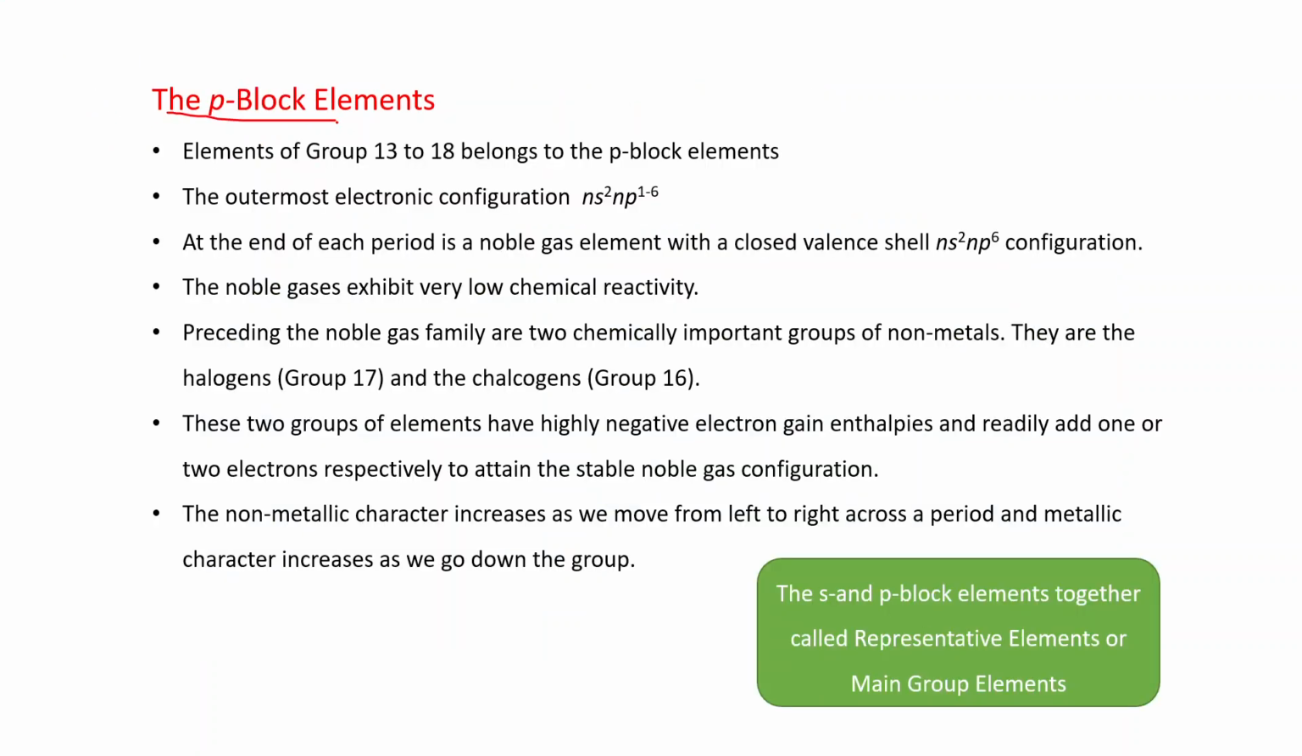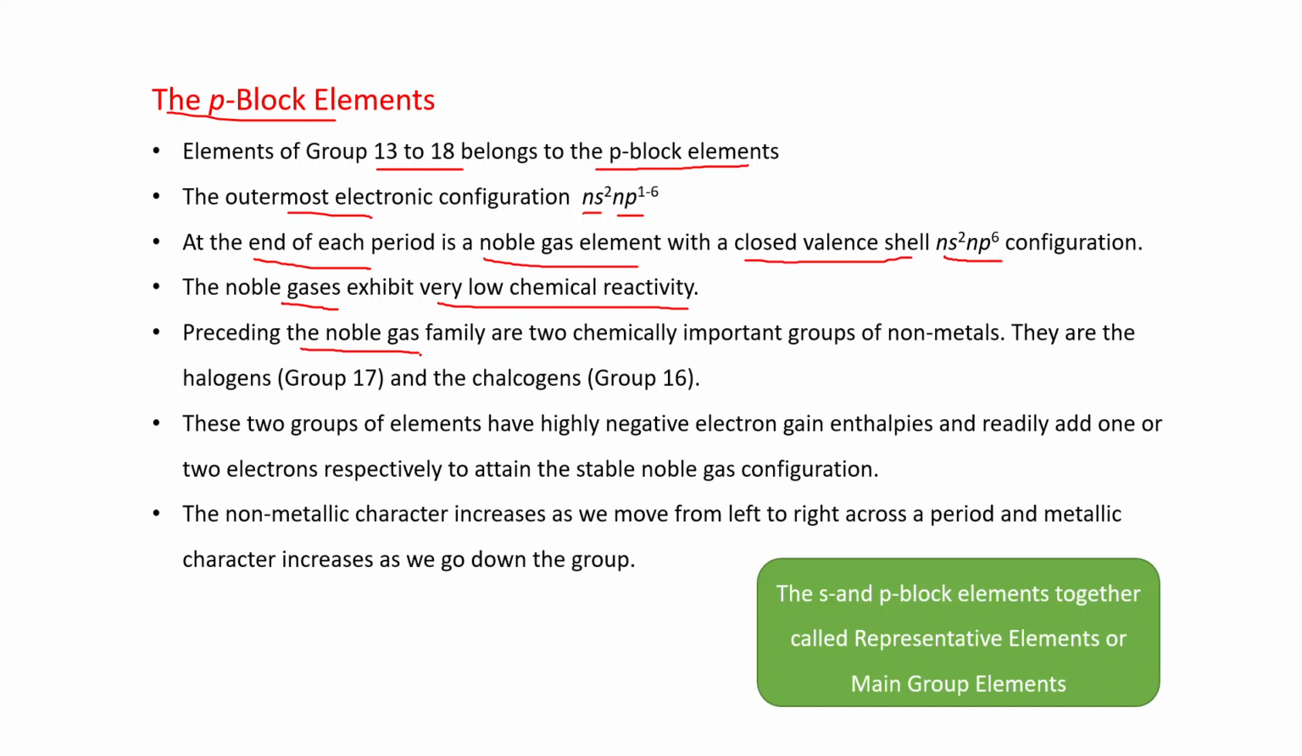P block elements. Elements of group 13 to 18 belong to the P block elements. The outermost electronic configuration is ns2 np1-6. The last electron enters the P subshell. At the end of each period is a noble gas element with a closed valency shell, that is ns2 np6 configuration. The noble gases exhibit very low chemical reactivity.